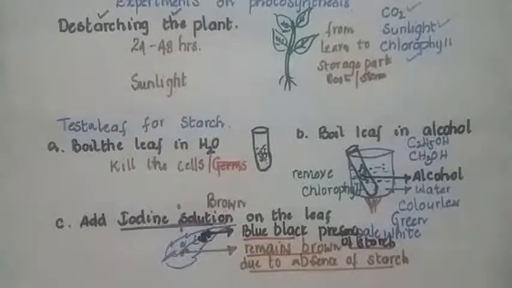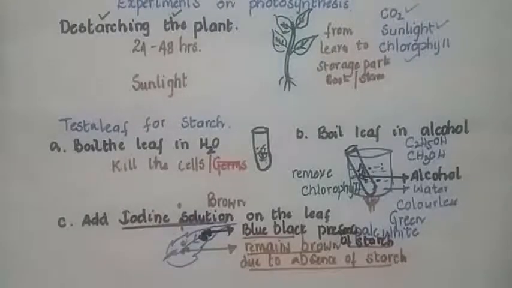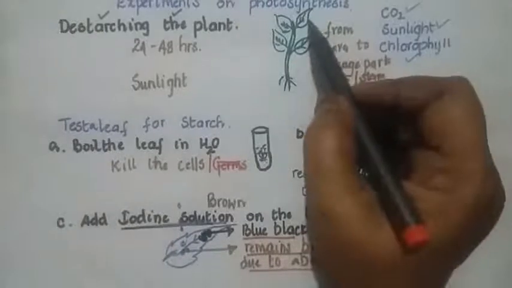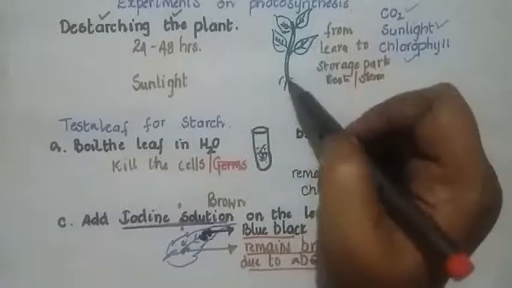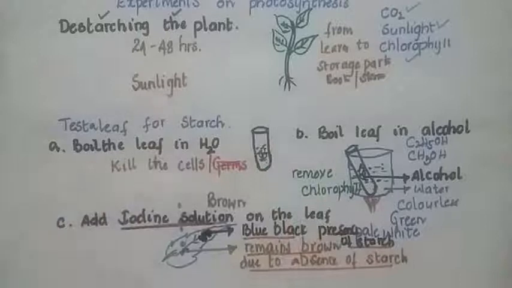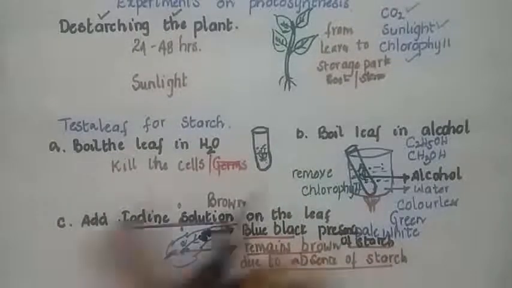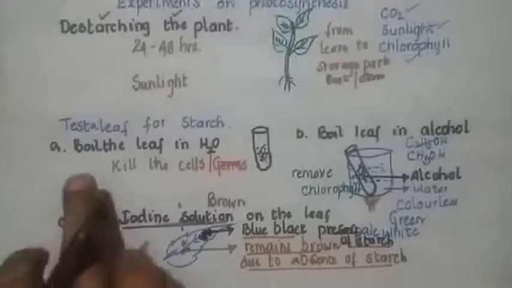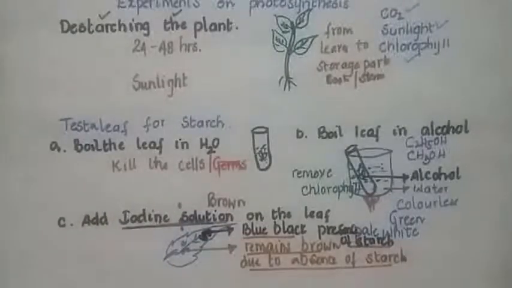Yes, children, let me quickly tell you the steps followed. First, you're going to destarch a plant by keeping the plant in the dark room for about 24 to 48 hours, during which the starch from the leaf is removed and translocated to the roots or a stem. Then you're going to keep the plant in the sunlight for a few hours. After that, pluck a leaf and boil the leaf in water in order to kill cells.